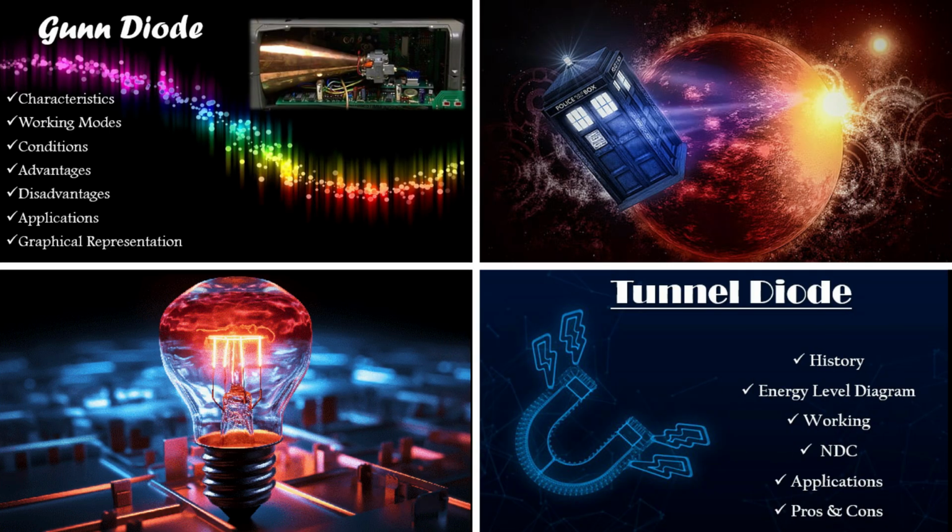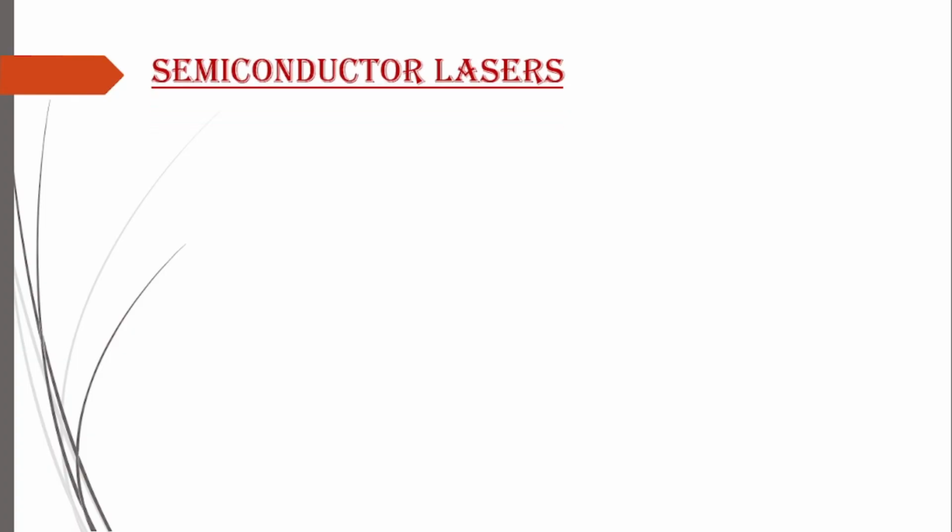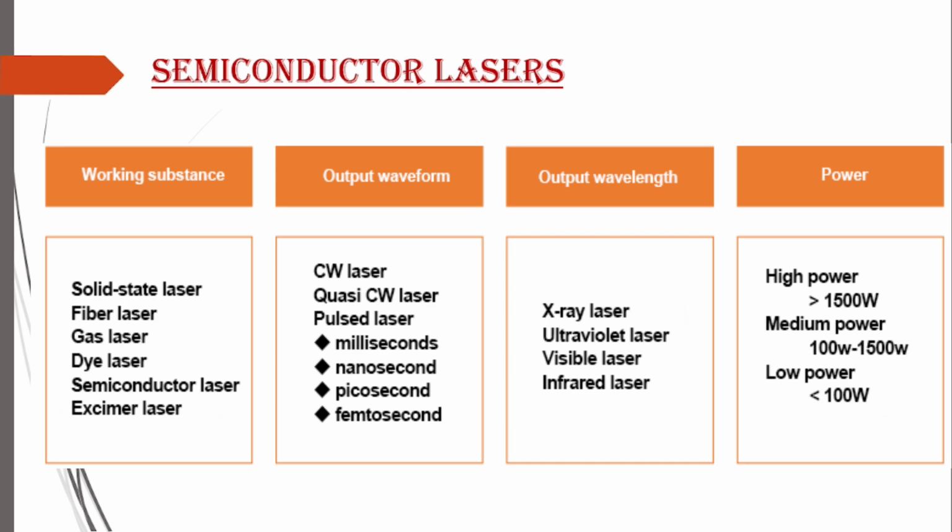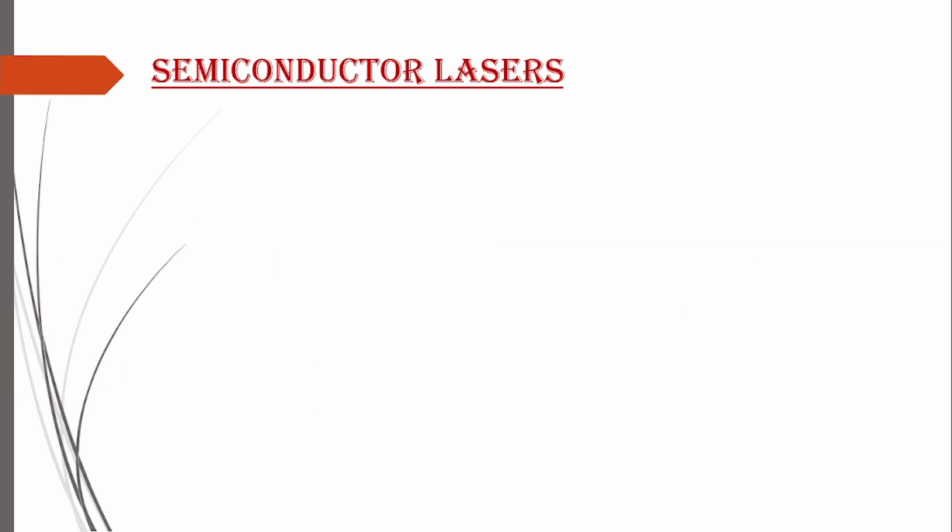Today we are going to discuss another type of semiconductor device, that is semiconductor lasers. As the name suggests, in this type of laser we are making use of semiconductors. There are many types of lasers, but today we are going to discuss semiconductor lasers because they have widespread application. So its history, working principle, construction, advantages, disadvantages, as well as the applications of semiconductor lasers will be discussed in today's class.